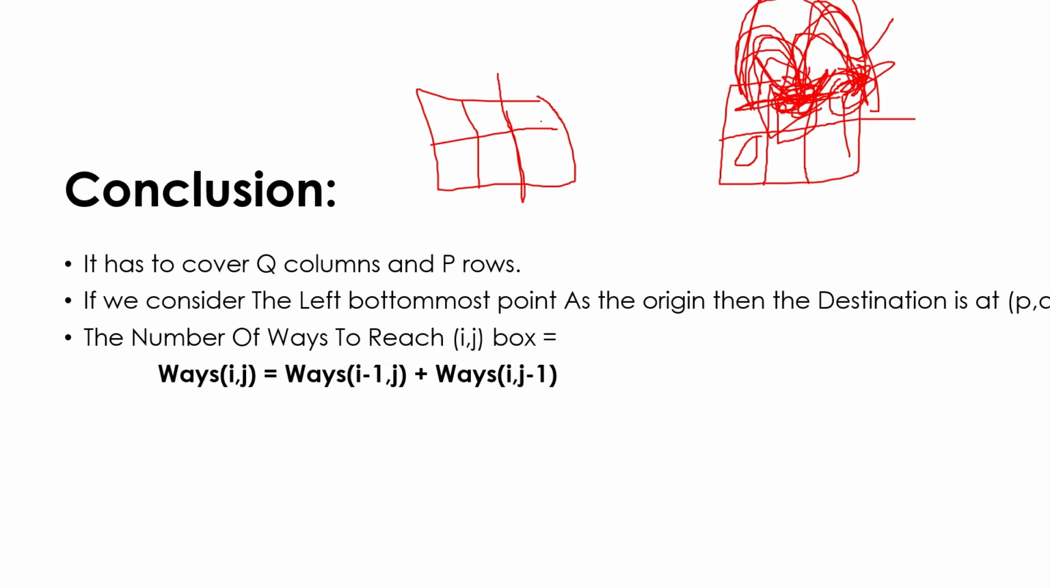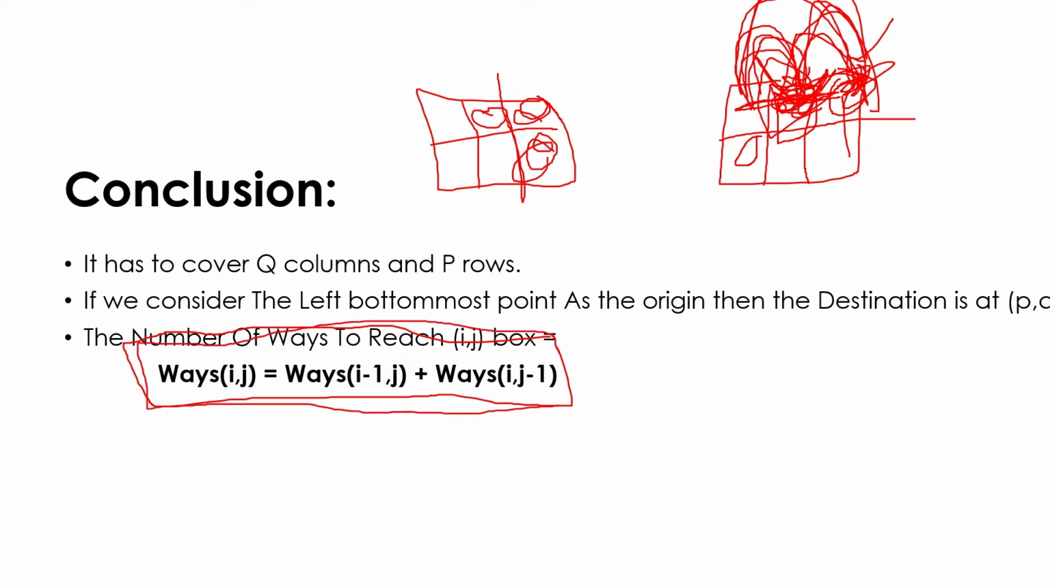what we can say is that if we want to come to I comma j, then it can come only from I minus 1 comma j or I comma j minus 1. Okay, that's the only way to do this. So this was our main algorithm line, or you can say this was our main catch. If you got this, then we can simply make the function. Okay, so that's for the explanation.